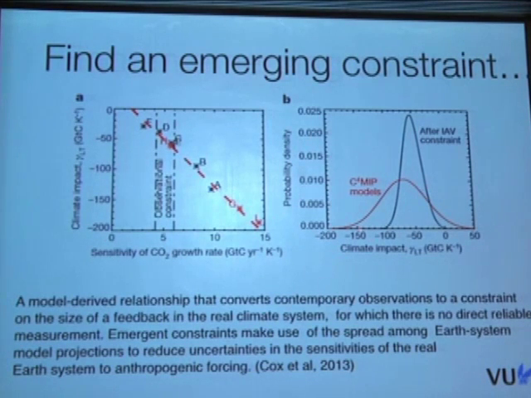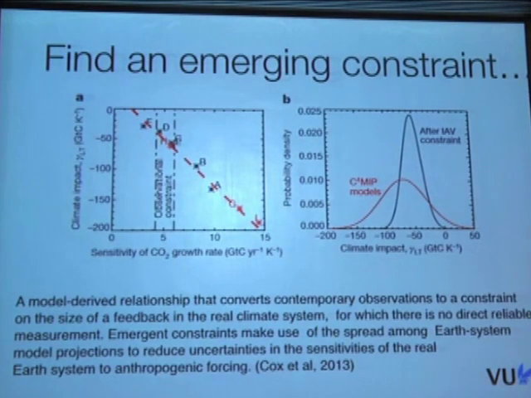If you apply that, this would then be the probability distribution function of the C4MIP models. So this is the previous set of models that we could use. So a very wide range and a large uncertainty. That's basically the story. And if you apply that constraint, you get a much tighter fit to your probability. So you have a much better estimate. So this is the sort of pompous way that this is being described.